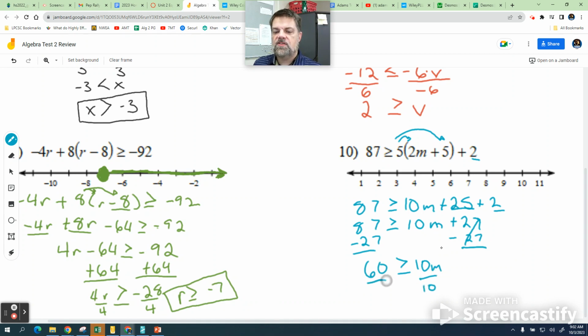Good. I'm glad you guys are talking finally. And then we got 6 is greater than or equal to m, right? Now, if I flip it, remember the alligator is eating the 6, right? But really that's m is less than or equal to 6. Closed circle at 6 because I have that equal to part, right? And then less than goes this way.